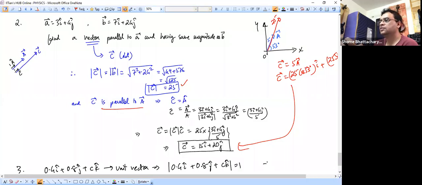So you will get that c square is equal to 0.04. So c can be plus minus 0.2. In the option there's only plus 0.2, but it can be plus minus 0.2. So in the option it's only minus.